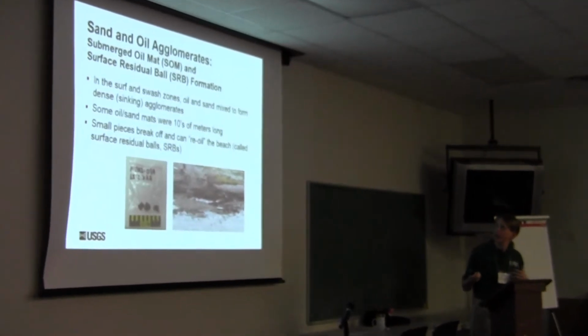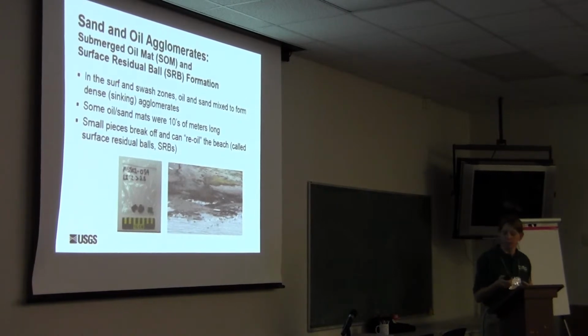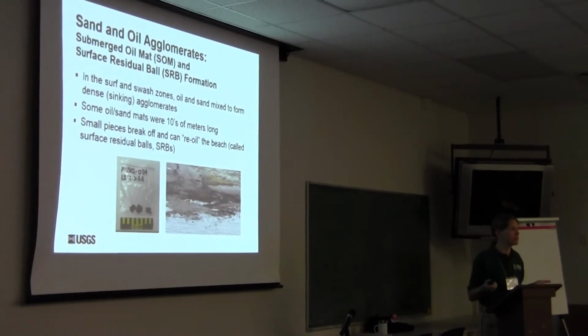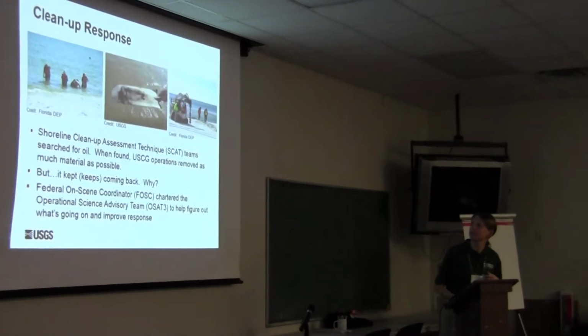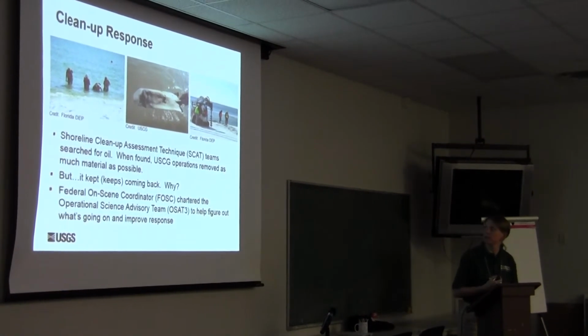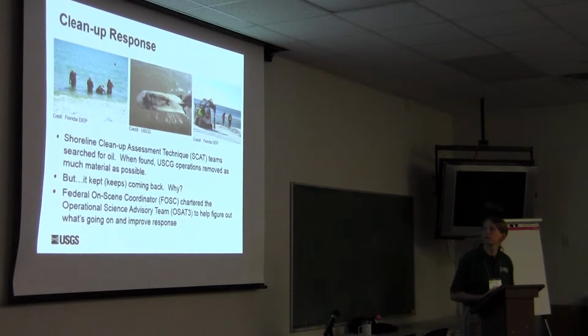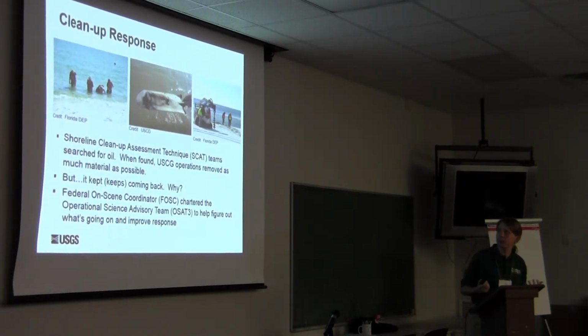It's a size distinction, but they're all basically made of the same stuff. Some of these sand and oil mats could be tens of meters long and a couple centimeters thick. Smaller pieces can break off or they can form in situ, and they're a little bit more mobile. That's what I'm going to be talking about. We've seen pictures like this now several times, so we won't dwell on that. You heard about the SCAT technique that goes out and assesses where oiling occurred. Coast Guard went out and removed material where possible, where it wasn't going to be ecologically worse to bring in the equipment to do so. But it kept coming back.